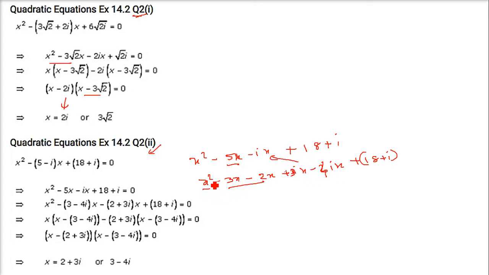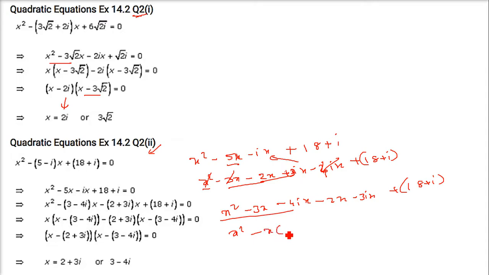Now this one, and this one I am taking together. This one I am taking together, minus 2x minus 3ix, and this is already there. Now from here, x square, take this. From here, you can write it as, say you take x common. It will come as 3 minus 4i. From here you take minus x common, you get 2 plus 3i. And you have plus 18 plus I.